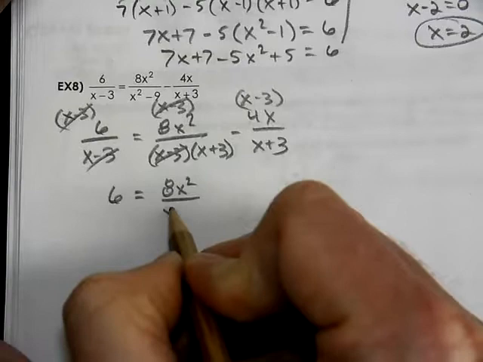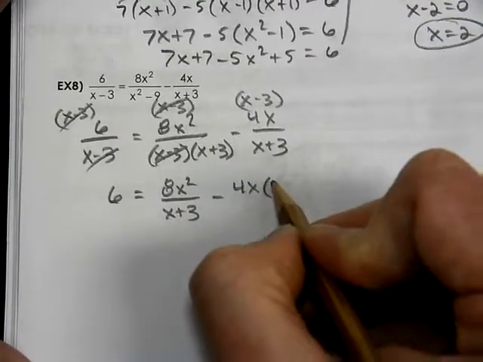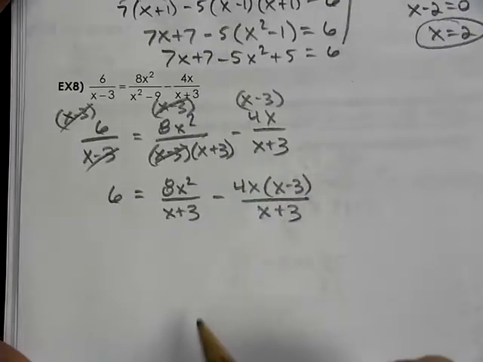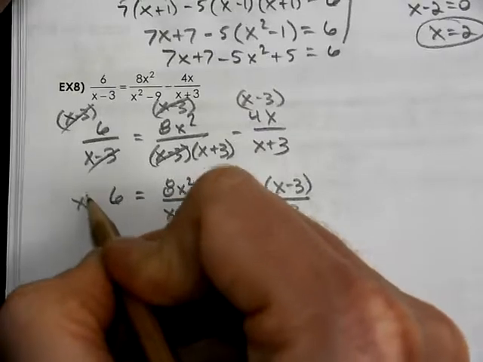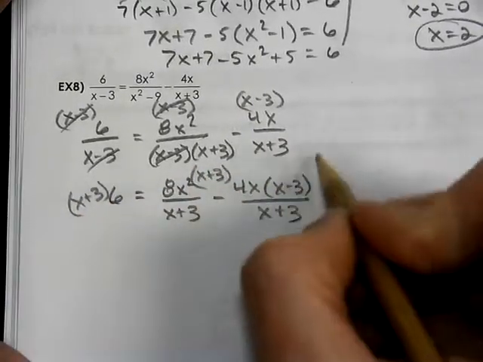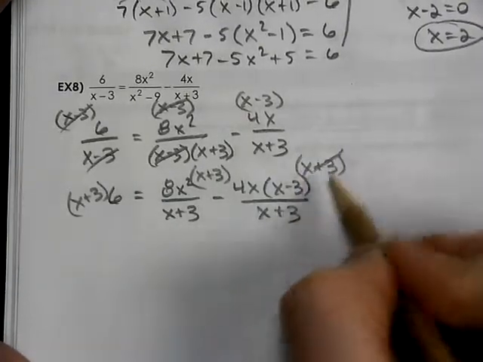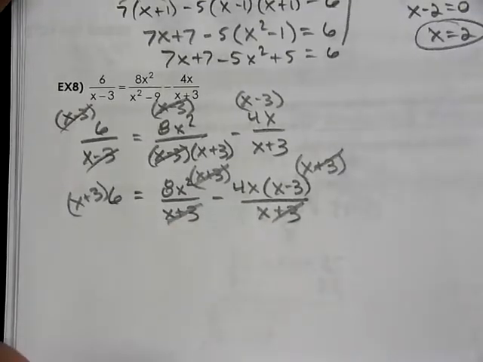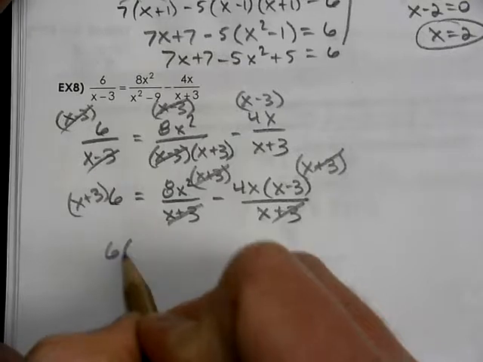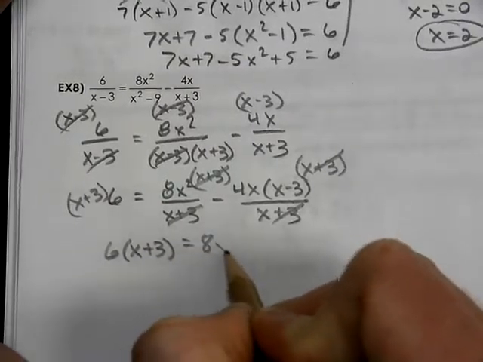8x squared over x plus 3 minus 4x times x minus 3, x plus 3. Then I go through and do it one more time. You could do it at the same time, but I like the organization of multiplying through one at a time. Those are exactly the same, so they cross out. Nothing crosses out here. So you have 6 times x plus 3 equals 8x squared.